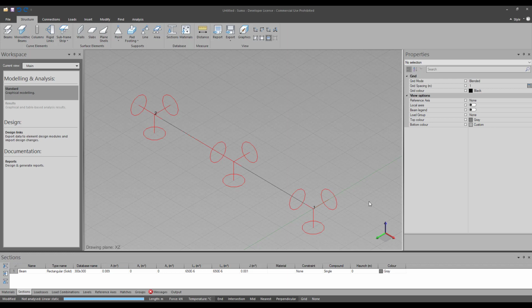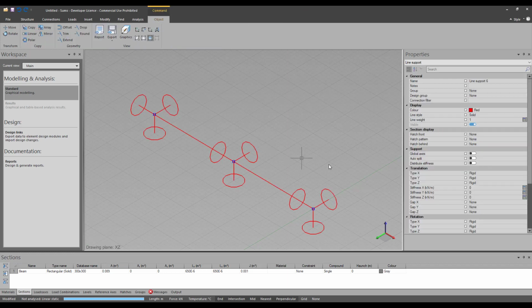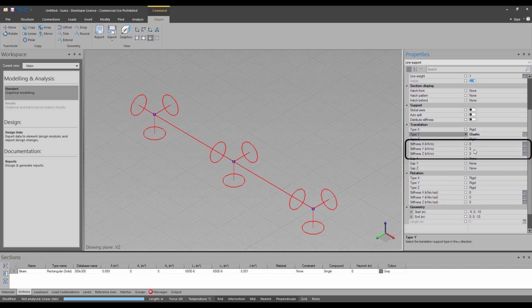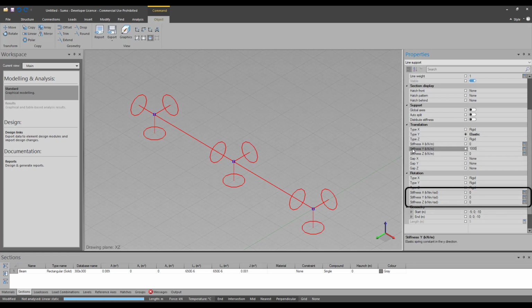When we define an elastic support, we only have the one value to modify for each degree of freedom, the stiffness value. The units are kilonewton per meter for translation and kilonewton meter per radian for rotation. This value is applied differently depending on the distribute stiffness option.